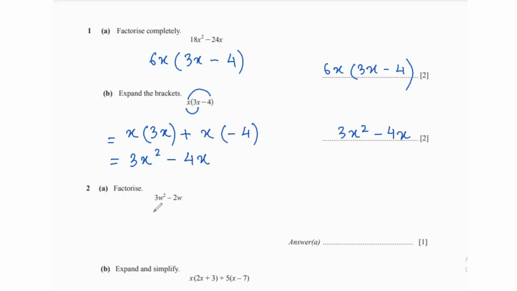Now between 3w squared and negative 2w, we can easily see that 3 and 2 have nothing in common. But since both of them have w's with them, we take the w common outside, and inside the brackets we'll have 3w minus 2. Now 3w and 2 have nothing in common anymore, which means we can't further break it down. Hence, your final answer would be w times 3w minus 2.